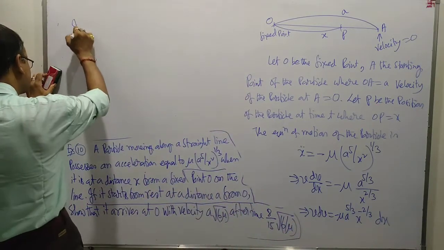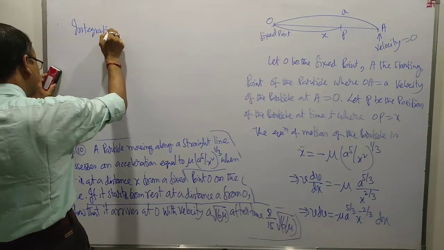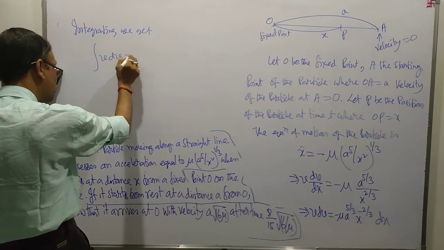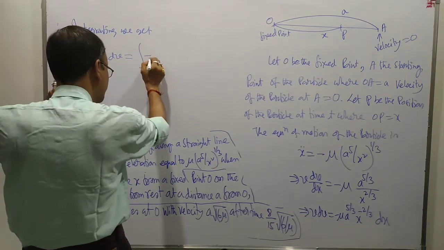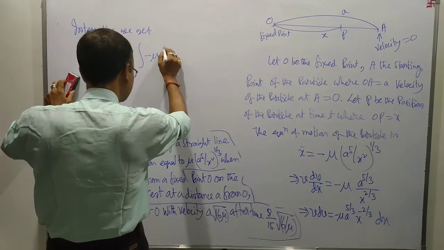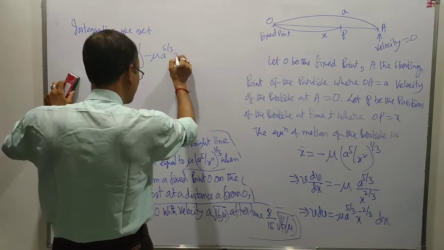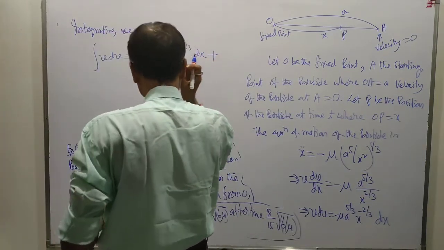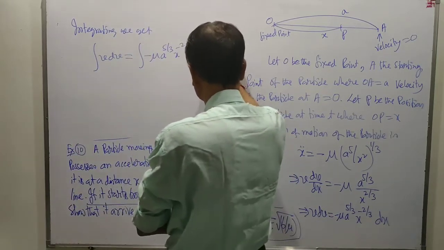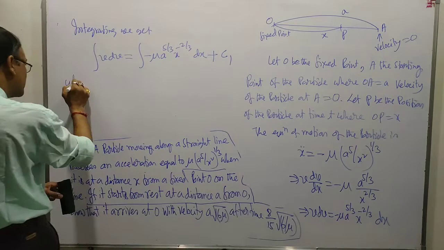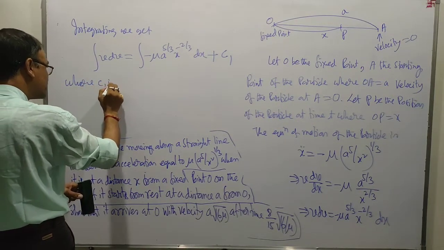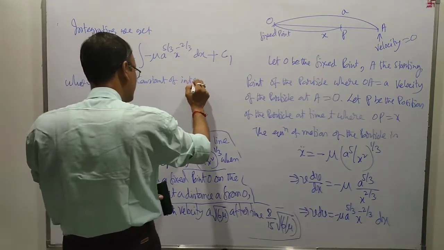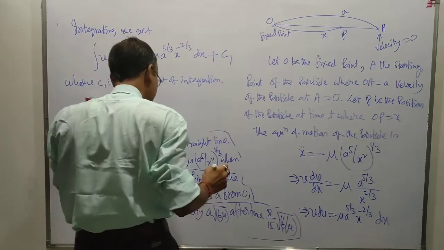Integrating, we get integration of v dv equal to integration of minus mu a to the power 5 by 3 x to the power minus 2 by 3 dx plus C1, where C1 is the constant of integration.